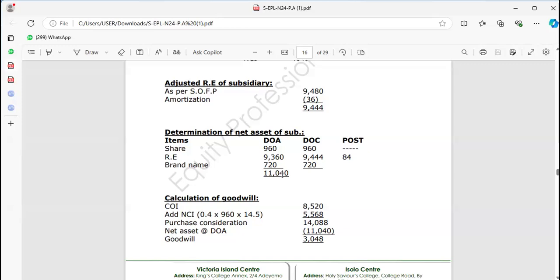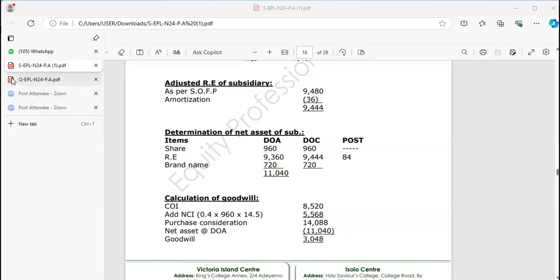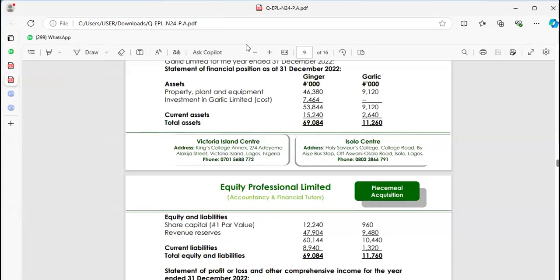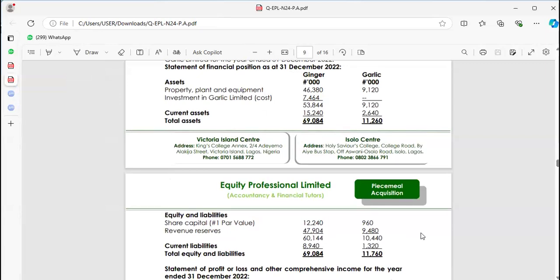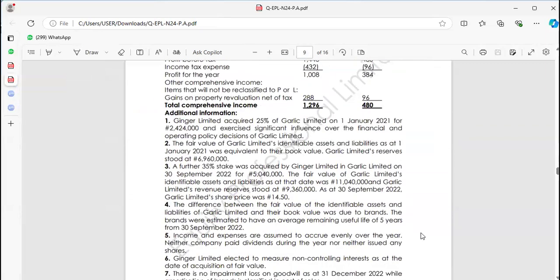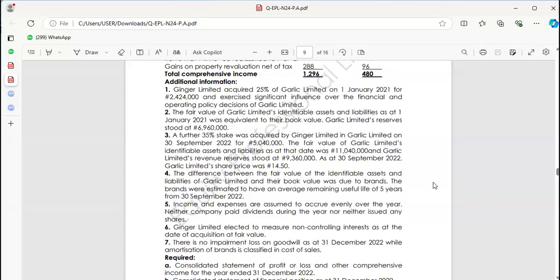Which day do I use as the date of acquisition? The day he purchased the second investment. The net asset and retained earnings on that day should be used as the date of acquisition. Look at the figure we pick, 11040. Let's go to the question, part C. 11040. What is the date?